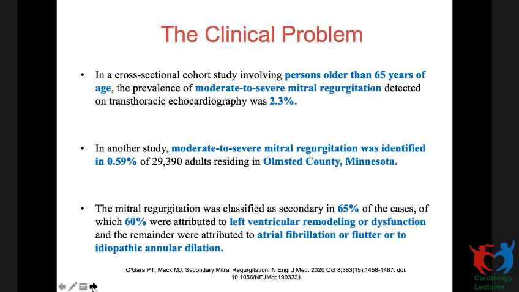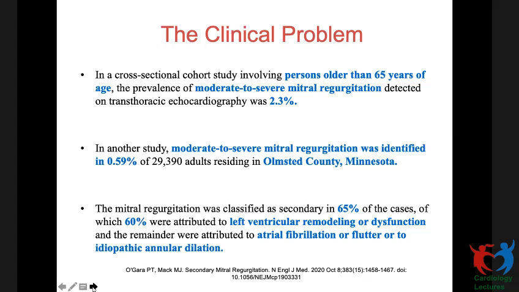In a cross-sectional study involving persons older than 65 years of age, the prevalence of moderate to severe mitral regurgitation detected on transthoracic echocardiography was almost 2.3%. Just age itself is associated with 2.3% incidence of moderate to severe mitral regurgitation.